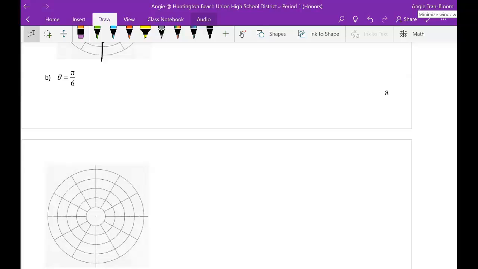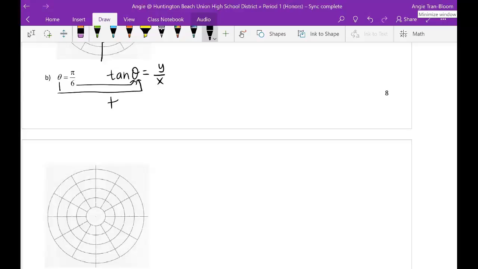All right, so I first have to write it in rectangular form. The only thing that has theta in it that I can think of that has y and x is tangent. So tangent of theta equals y divided by x. All I know is theta, and this theta is the same as this theta, and I can substitute theta with pi over 6. So tangent of pi over 6 equals y over x. Tangent of pi over 6 is radical 3 over 3, equals y over x.